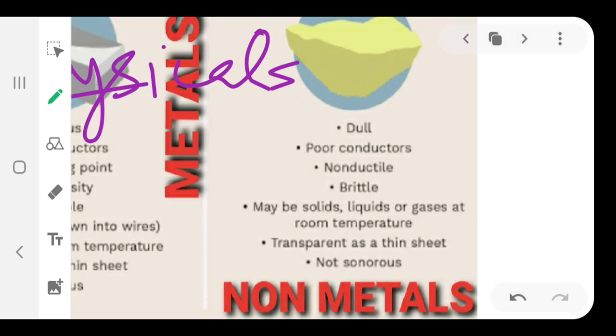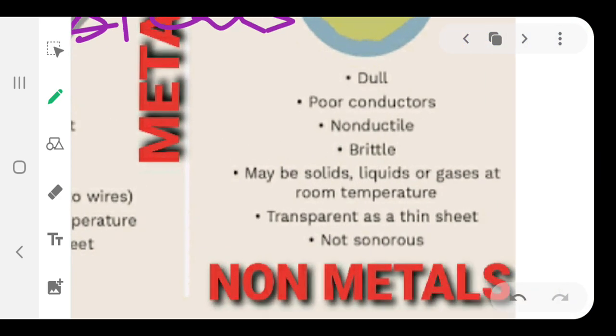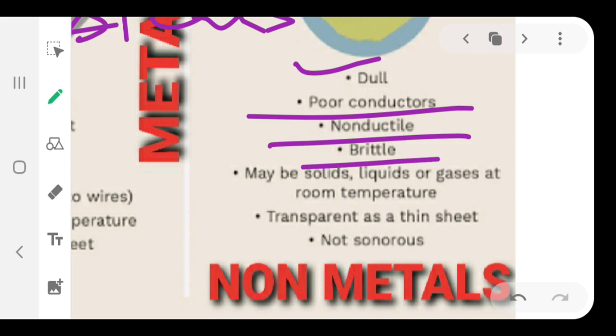So if you take the non-metal category, the same thing is there, just in the opposite direction. So non-metals are dull. There were lustrous metals; here the non-metals are dull. Then they are poor conductors of heat and electricity, but make sure there are some exceptions also, okay? But this is the general difference. Then they are non-ductile. They are brittle. Brittle means you give them force, and they break up into pieces.